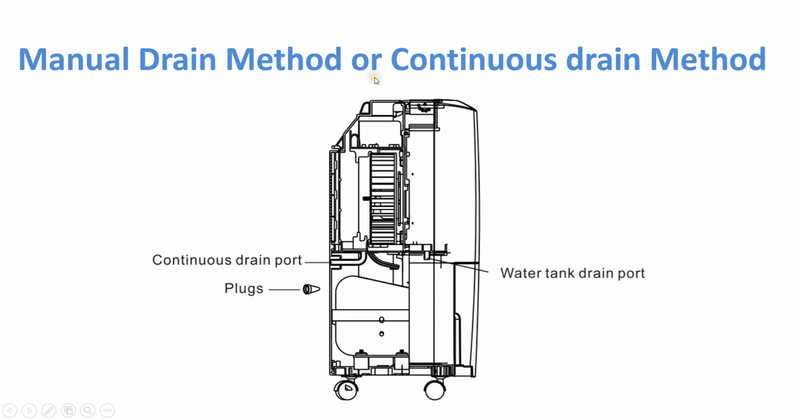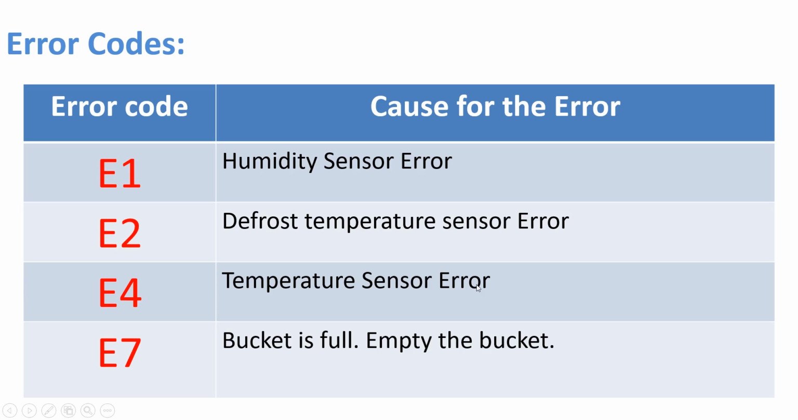So this is the manual drain method and continuous drain method that is available in the dehumidifier. So the user can use any of the options depending upon the availability of the drain port. Whenever the user has access to the drain, the drain port can be continuously connected to that drain by using a pipe. If the user does not have access to the drain, then they can use the internal tank for collecting the water that is coming from the evaporator, and whenever it is full, it needs to be emptied and again the dehumidifier can be used. These are the different error codes.